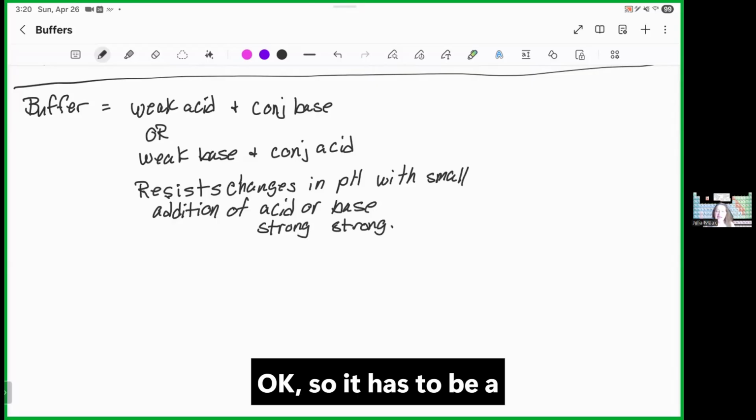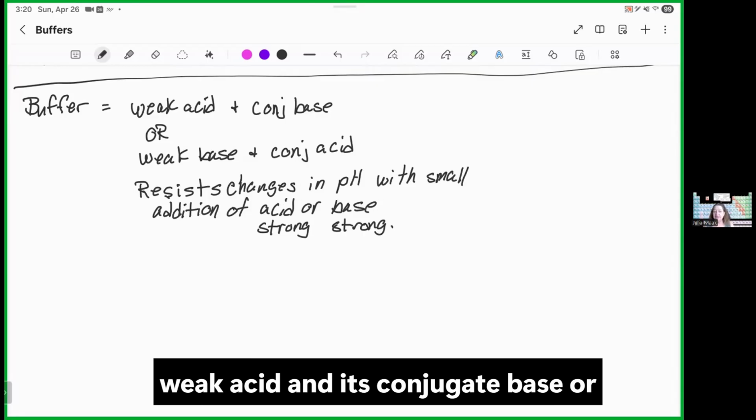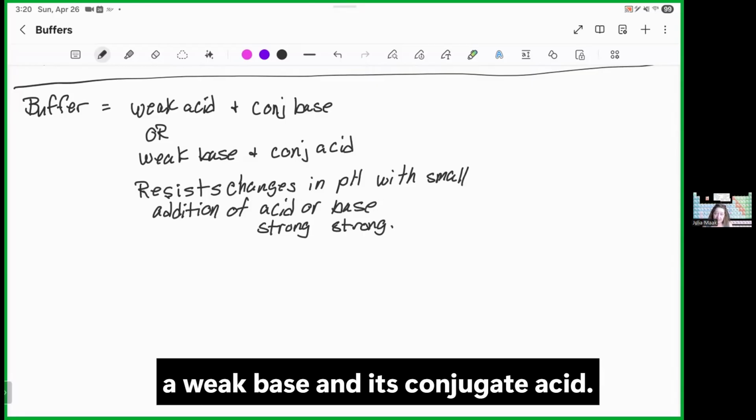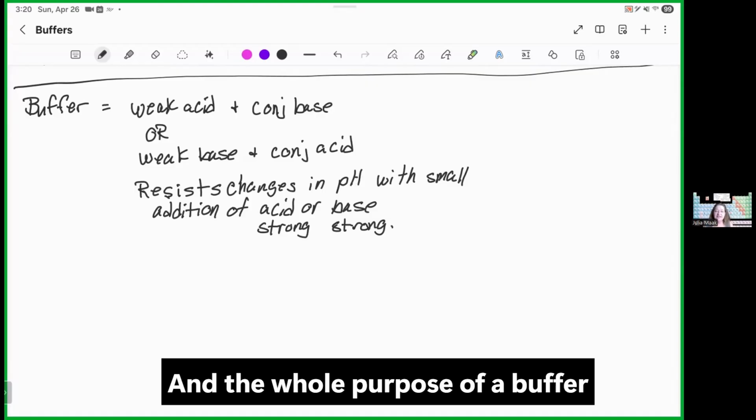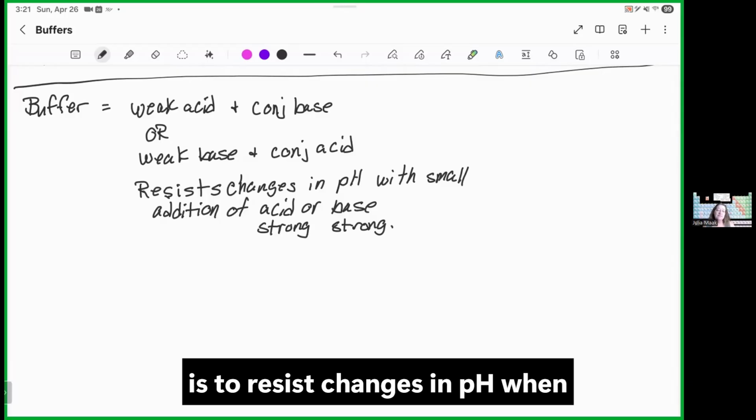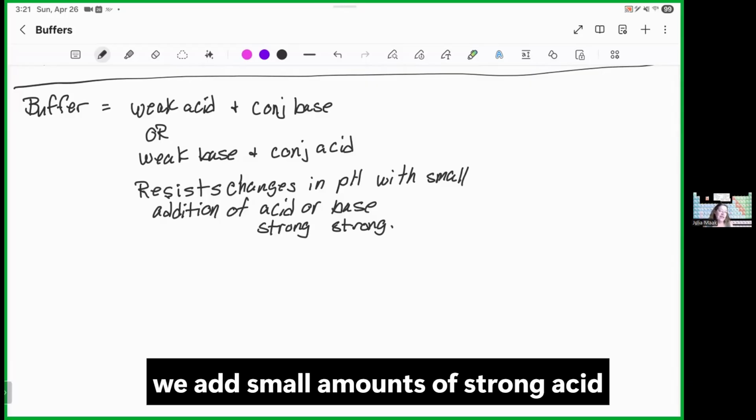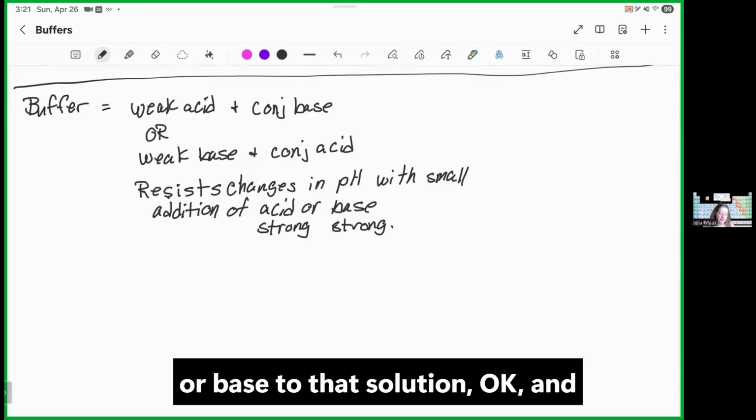Okay, so it has to be a weak acid and its conjugate base, or a weak base and its conjugate acid. And the whole purpose of a buffer is to resist changes in pH when we add small amounts of strong acid or base to that solution.